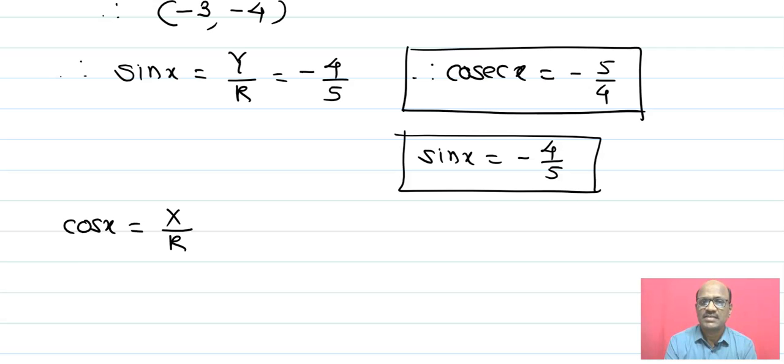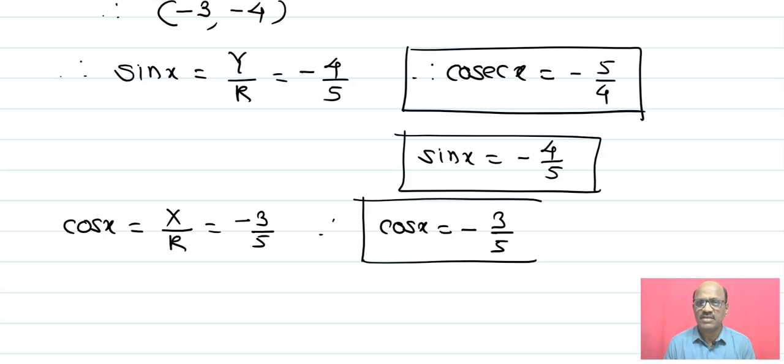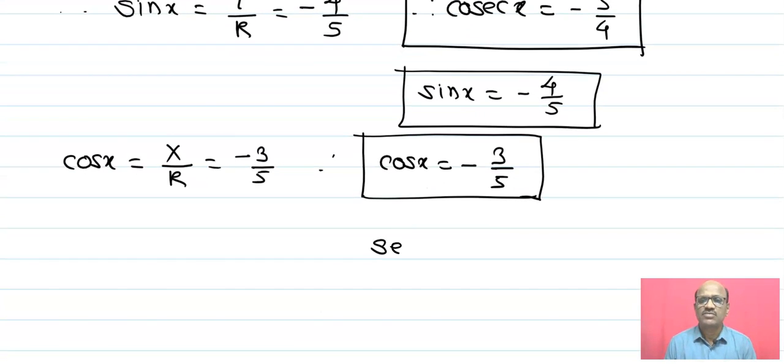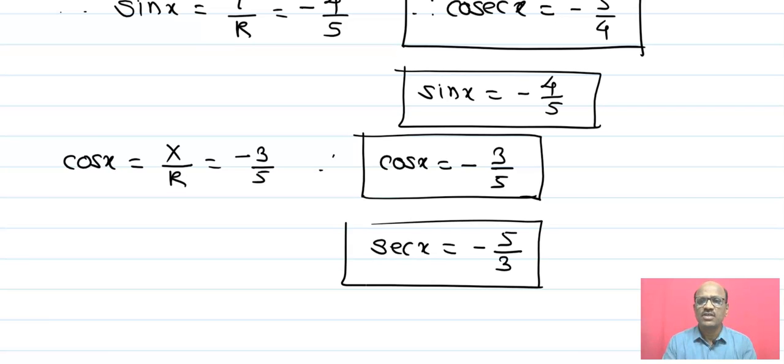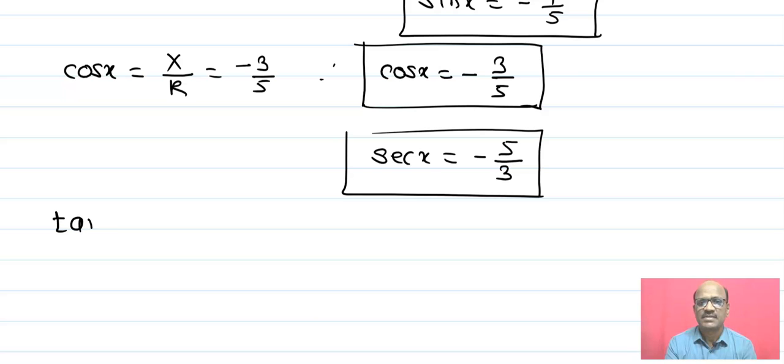Now, see this next. Cos x is capital X upon capital R. Substitute the values. You will get the direct sign. You do not need to decide the signs again because we have decided the point is in the third quadrant. Don't make a mistake. That is, cos x is equal to minus 3 by 5. And its reciprocal, sec x is equal to minus 5 by 3.